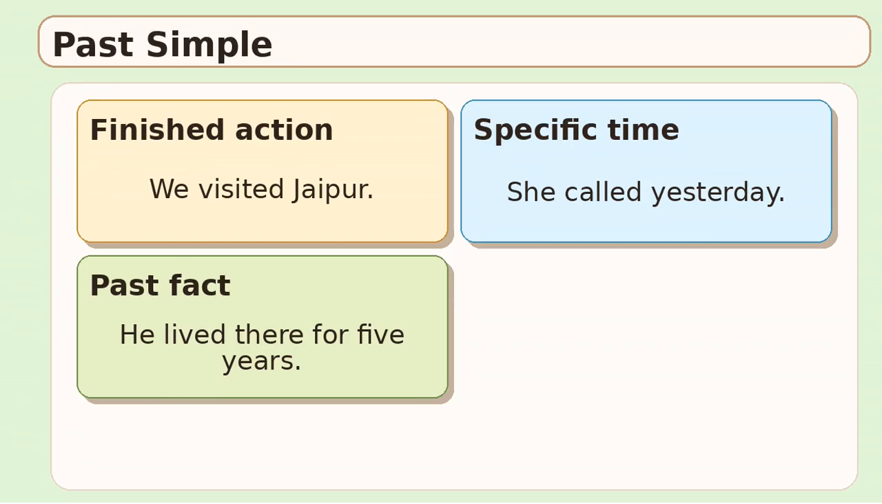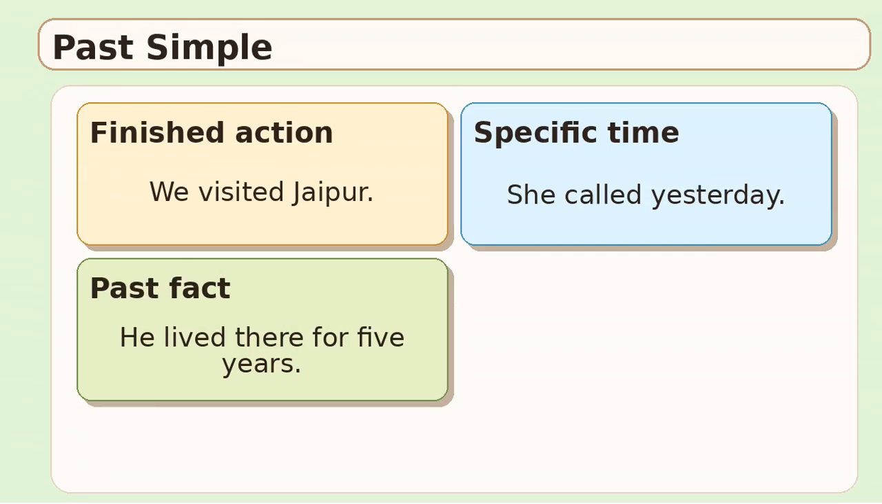The past simple is used for completed actions in the past. In "we visited Jaipur," the visit is finished. In "she called yesterday," the action happened at a definite time in the past. And in "he lived there for 5 years," we are talking about a past fact or situation that is complete now. So the past simple helps us speak about finished past events clearly.